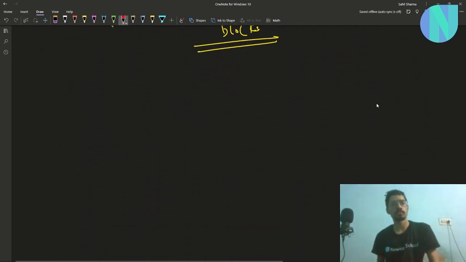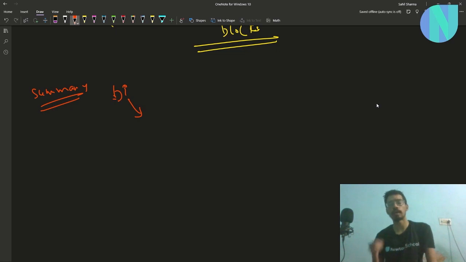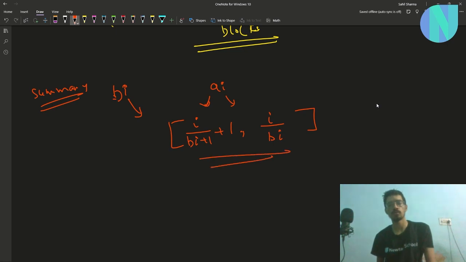And if I have to summarize it once again, summary: for every BI, find the value of range of AI, where AI can lie between. So the range we get is I over BI plus 1, and the higher value is I comma BI, right? So AI must lie between these two values.